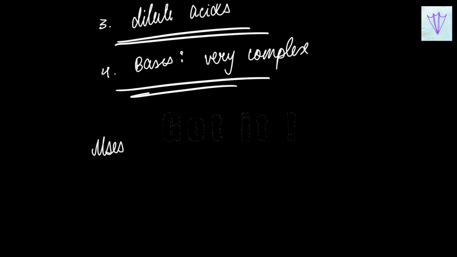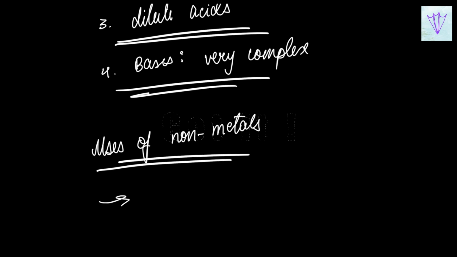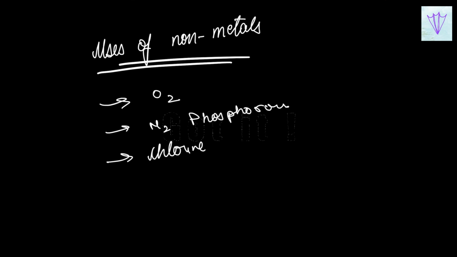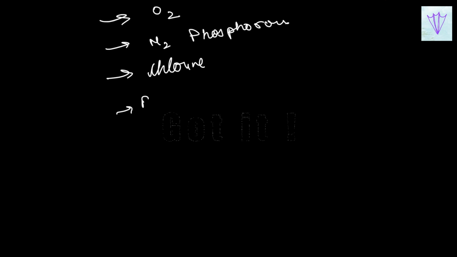Now we'll move on to the uses of non-metals. The first one is non-metals such as oxygen are essential for our life. All living beings inhale oxygen during breathing. Nitrogen and phosphorus are used in fertilizers to enhance the growth of crops. Chlorine is used in water purification. Bromine is used in a purple colored solution which is applied on wounds as an antiseptic.